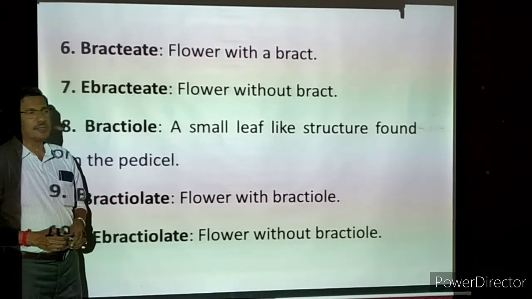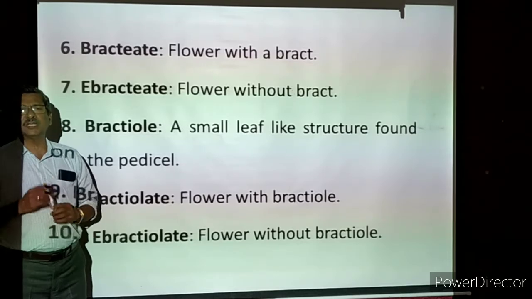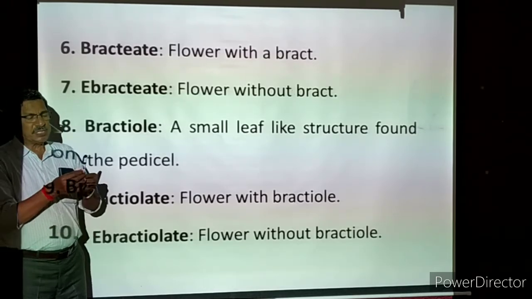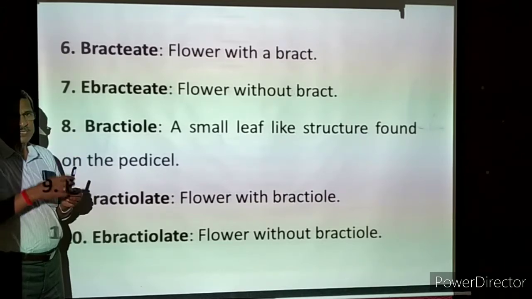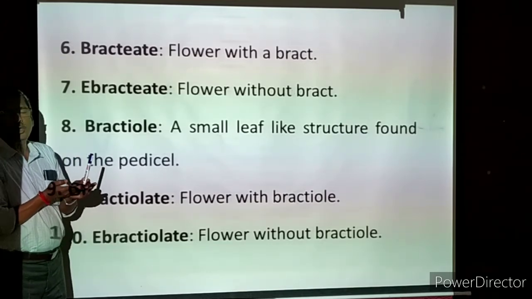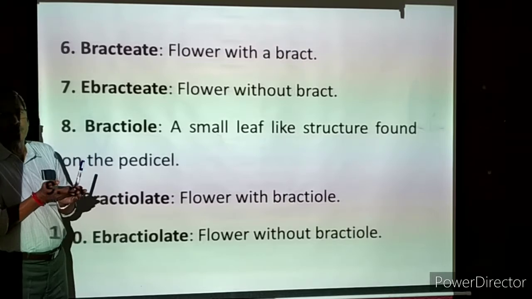Bracteole. Now this is another terminology, bracteole. What is that bracteole? We have to see. Now this is the stalk of the flower, pedicel. On that floral parts are there. At the bottom, a small leaf-like structure, bract, will be present.